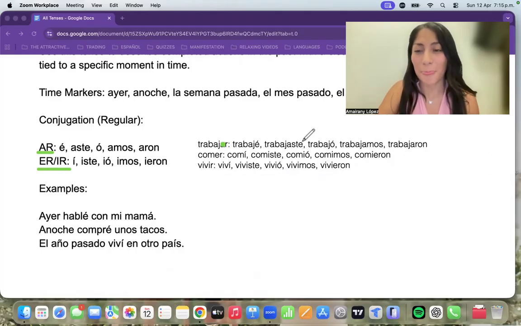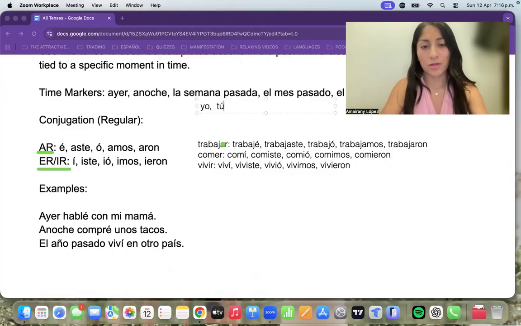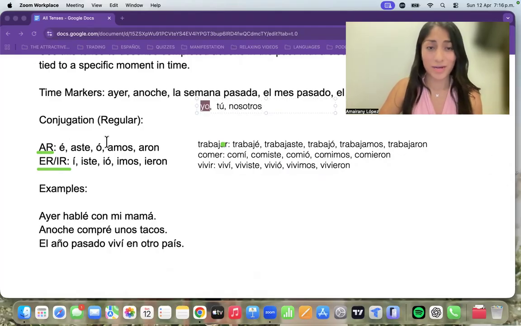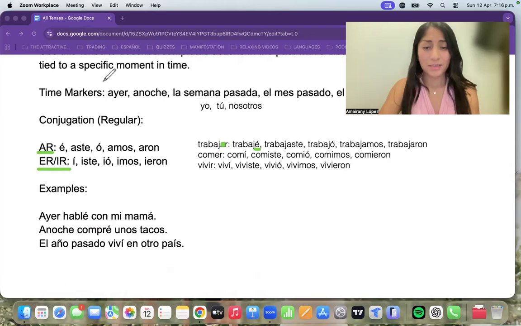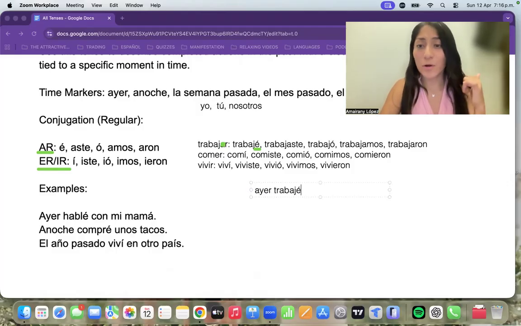different variations. And remember, the reason why we have so many different variations is so you don't have to say yo all the time, or tú all the time, or nosotros all the time, because this already tells me that it's always going to have an e like this, okay? So trabajé already means I worked in the past. So if I say ayer trabajé, that's yesterday I worked, okay? I don't need to say ayer yo trabajé.